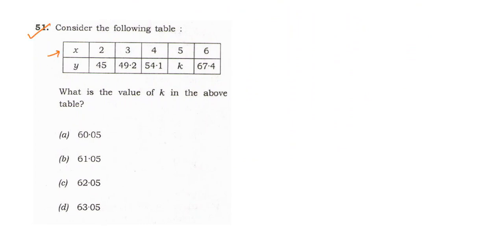As you know, we have two random variables x and y, and we have five values for these two, where one value is k. And what is the value of k in the above table? So we need to find the value of this k from this table. Seeing this table and this type of question, what comes to your mind at first?